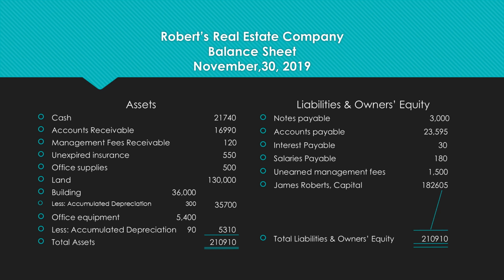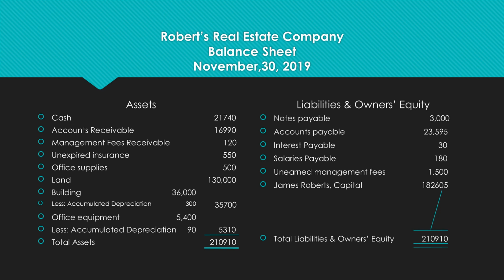Now in the balance sheet we are supposed to show the book value of a tangible fixed asset. Book value of a tangible fixed asset is the original cost of an asset less accumulated depreciation, which we have shown on the credit side of the adjusted trial balance. After deducting accumulated depreciation from the original cost, the book value of the building is 35,700. This is the value at which assets are shown in the balance sheet. Similarly, we have shown the book value of office equipment: the original cost was 5,400 less accumulated depreciation at the end of November of 90. The book value of office equipment is 5,310. The total value of assets at the end of November is 210,910. That's all about the assets' closing balances.